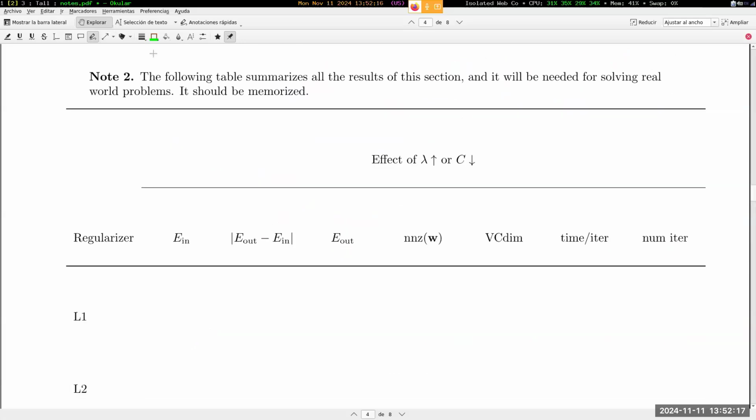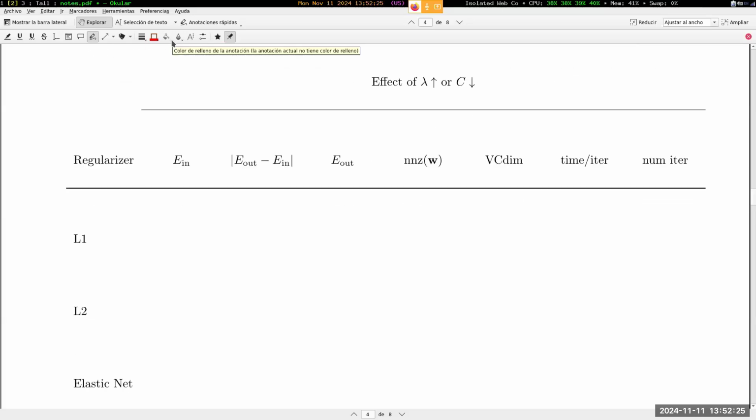Okay, this note 2 here, this giant table, is the summary takeaway, the thing that you have to take away from this section of the textbook. We'll go through all of these rows and fill out this table, how lambda increasing or C decreasing affects all of these properties that I might care about. First of all is our in-sample error.